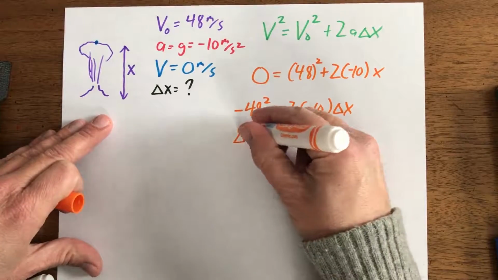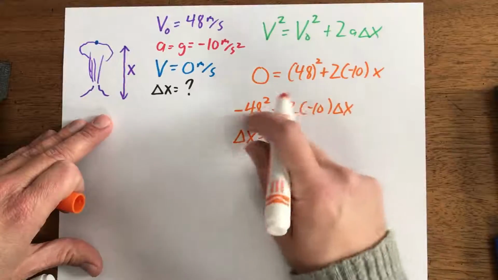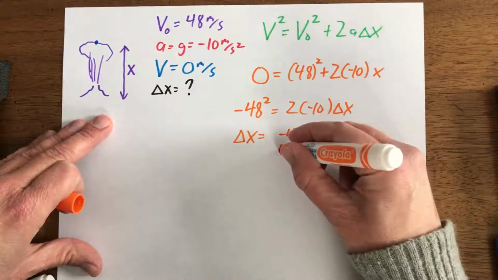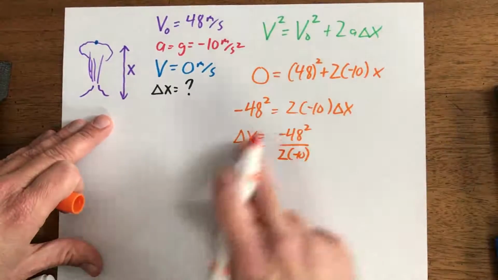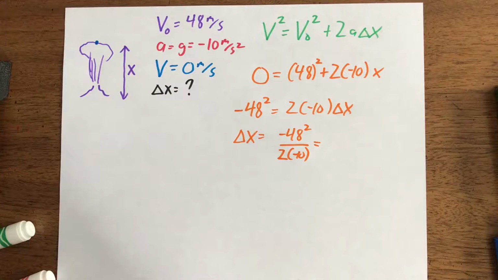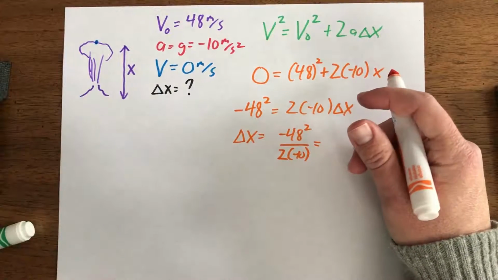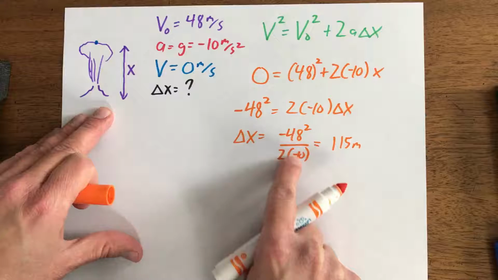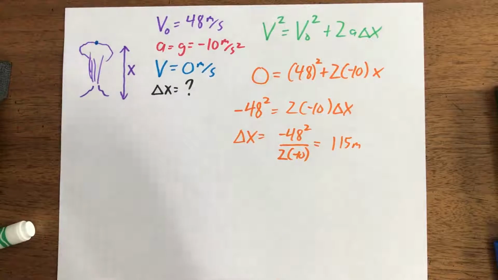So now let's solve for displacement. I'm going to divide each side by these 2 things now. So negative 48 squared divided by 2 times negative 10. I'll divide the 2 down there and the negative 10. And if we work all of that out there, I believe it comes out to be about 115. Let me check here on my calculator. Yes, 115. So that is how high it will go. By the way, this negative cancels with that negative right there. So we'll go 115 meters high.